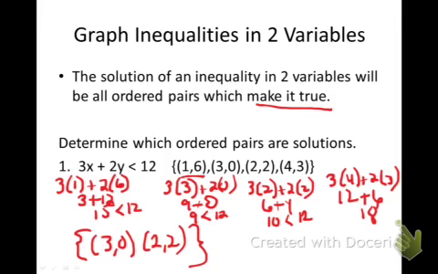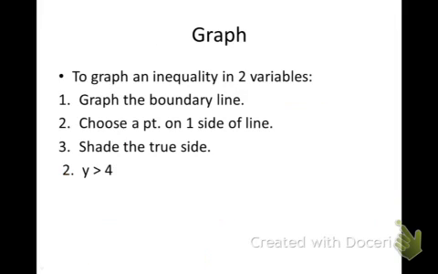Now we're going to talk about finding all of the solutions. To do this, we're going to make a graph that will show all the solutions. To graph an inequality in two variables, the first step is to graph the boundary line. That would be like if the equation were an equal sign. Step two, choose a point on one side of the line or the other, and then always shade the true side.